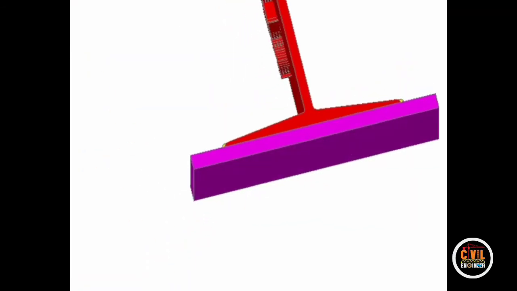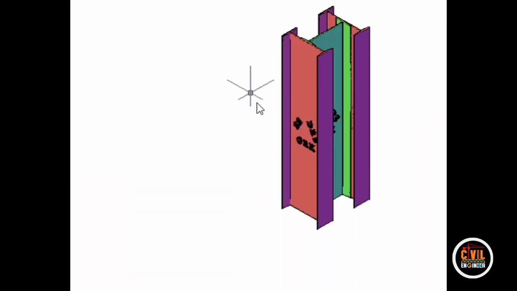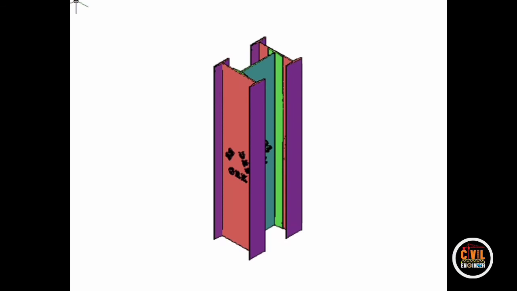Let me show you the top view of this one. This is the connection. What you can observe is the welding that has been done. This is also a built up column. We'll look into another one where three I sections are being joined together, as you observe here.